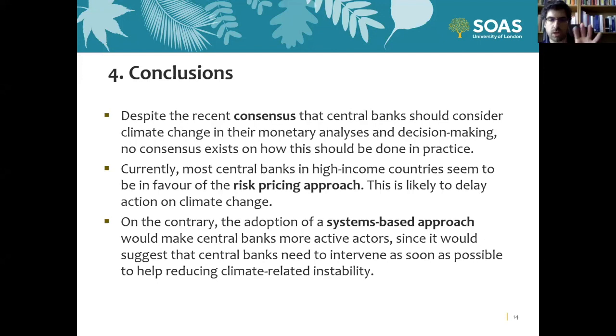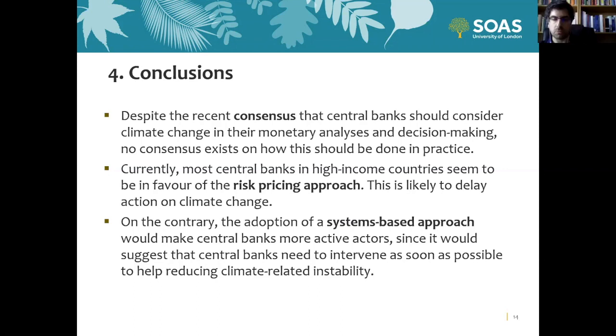So to conclude, I just wanted to explain the different views that I have seen in the debates about central banking over the last years. As I said, there are many people who are in favor of the risk pricing approach. My main concern is that central banks might spend a lot of time trying to find the best way to capture the climate risks, and they might not do anything until they find a very nice way of doing so. In practice, this means that they will probably not take action for the next 4 or 5 years. And for me, this is not good.